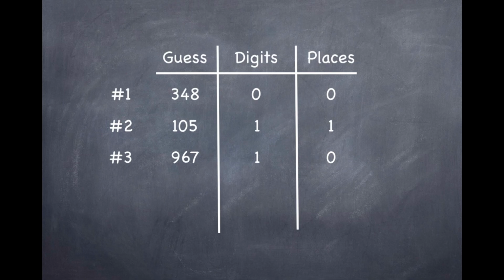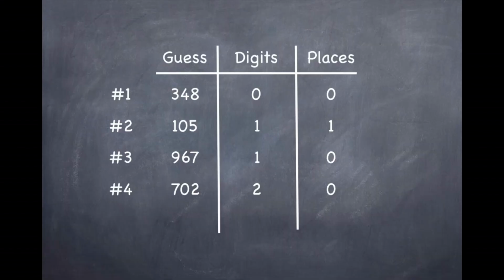Let's say the next guess is 702, and this is the result. We now know what the number must be. Can you figure it out? Pause the video here if you want to try. The number must be 275.